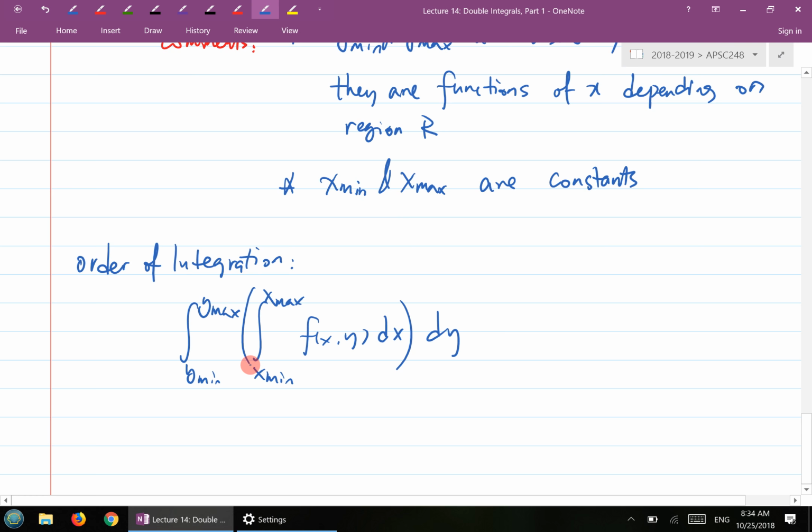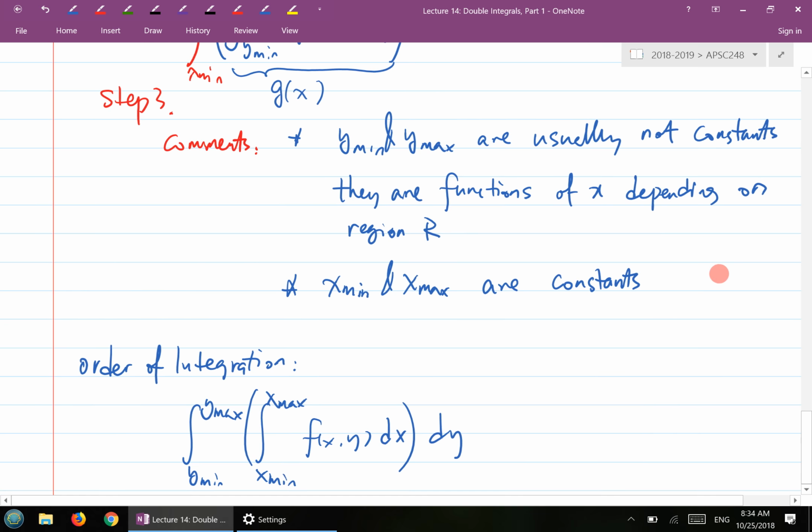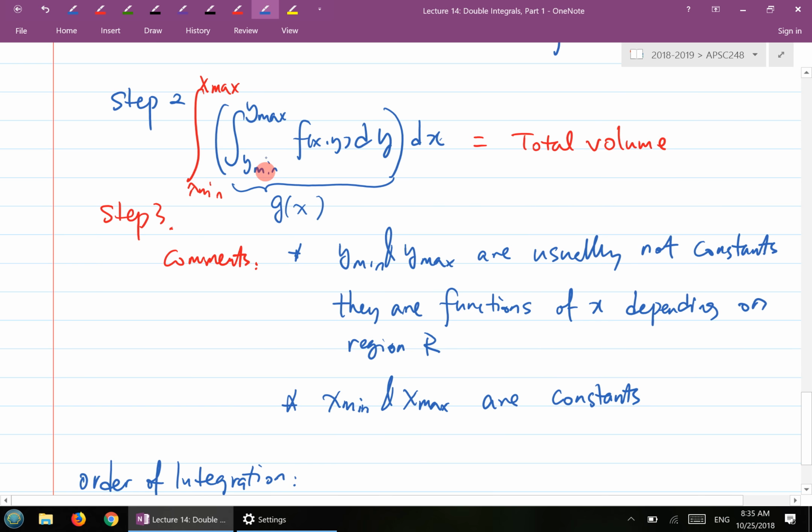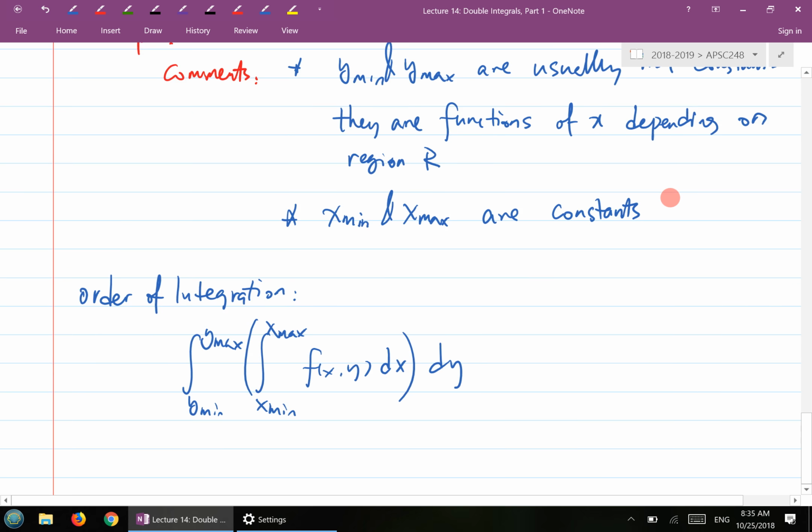Now with a change of order, you also have to be careful. It doesn't mean you simply don't have to change the limits. For example, you find the limits for this order here: y min, y max, x min, x max. If you change the order, it doesn't mean you simply plug this x min, x max, y min, y max from the previous order directly over here. That actually is not right.